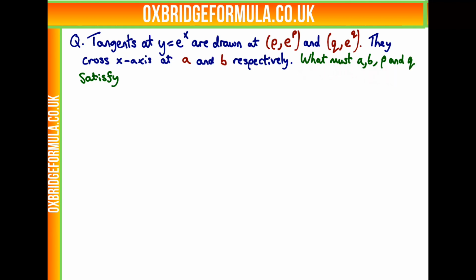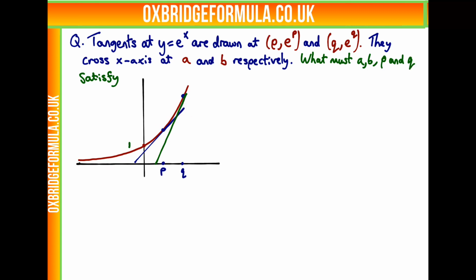So let's try and draw a diagram of what's going on. If we draw y equals e to the x, that's going to be an exponential curve. I've just chosen these two points P and Q arbitrarily, and I've drawn tangents at those points. We're told that A and B are where they cross the x-axis, so they'll be exactly at these two points here. So maybe we want to work out the equation of these tangents to do some maths with them. What would they be?